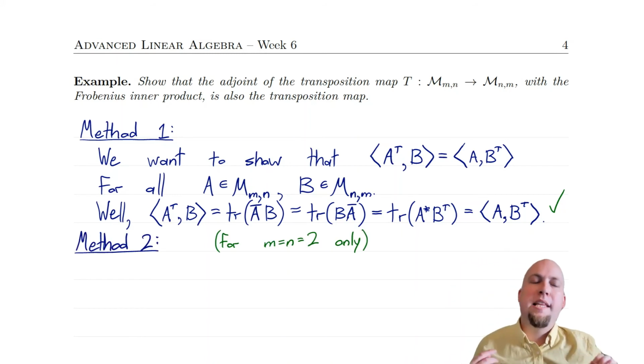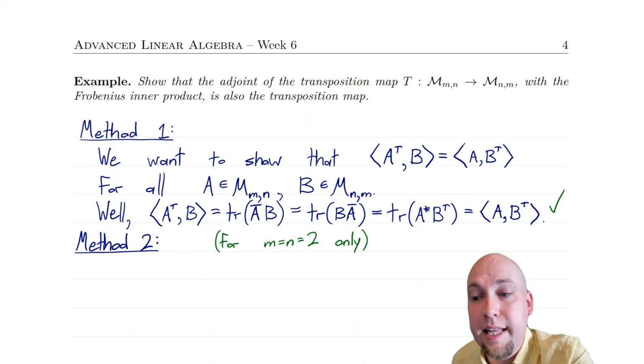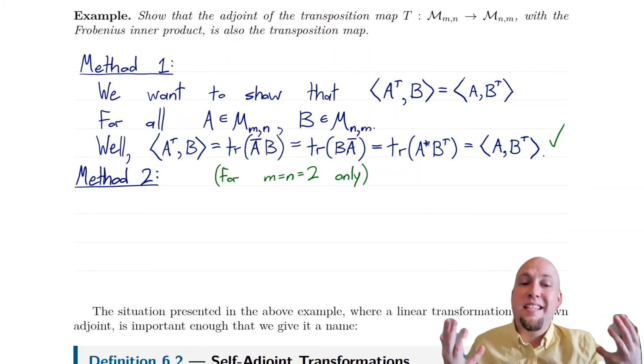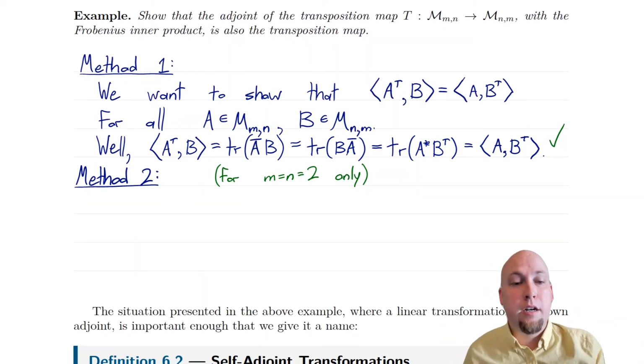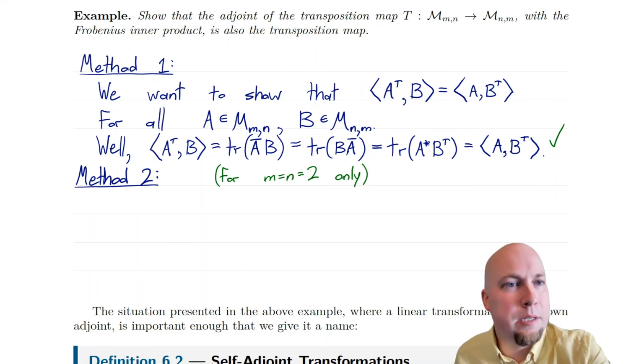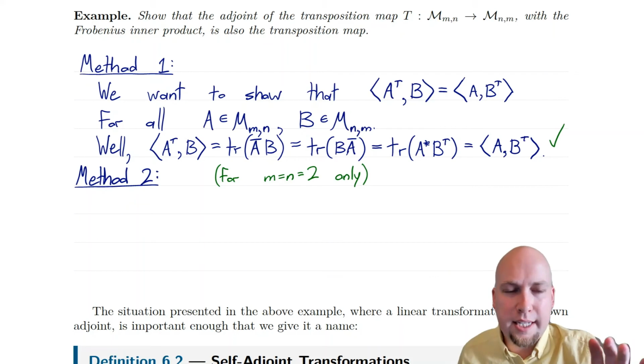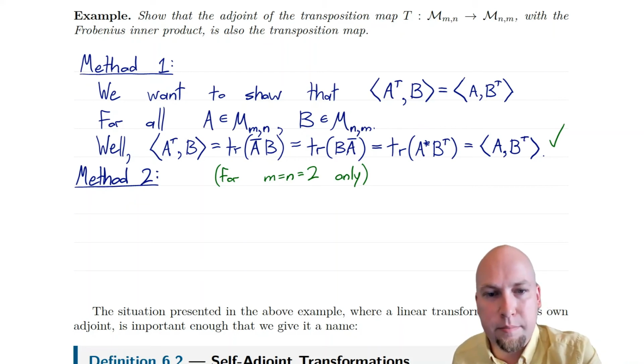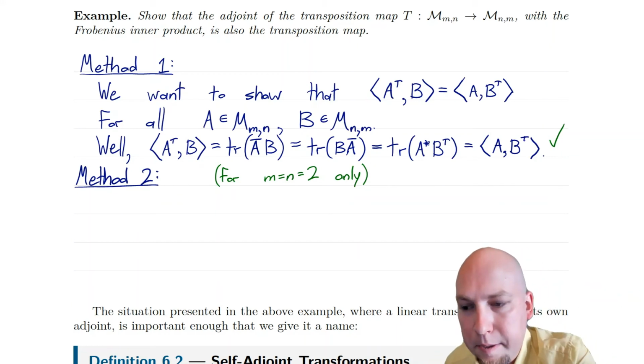All right, method 2. Another way that we can do this is we can work with standard matrices. So let's see how that works. This method does work no matter what M and N are, but it's a little bit trickier. We've only computed the standard matrix of the transpose in the M equals N equals 2 case. So that's the case that we're going to go through here with standard matrices, when both your input and output, like when you're working with 2 by 2 matrices.